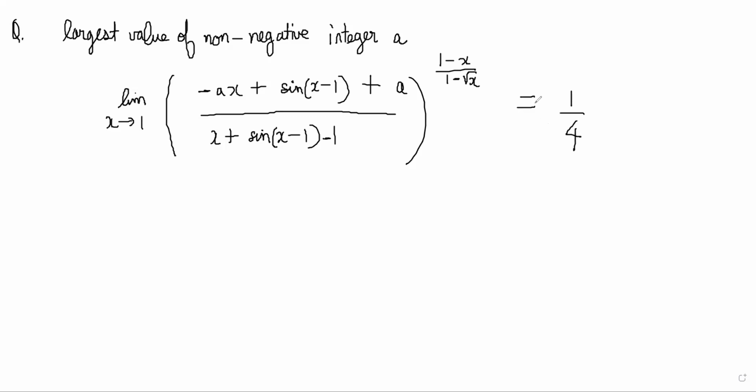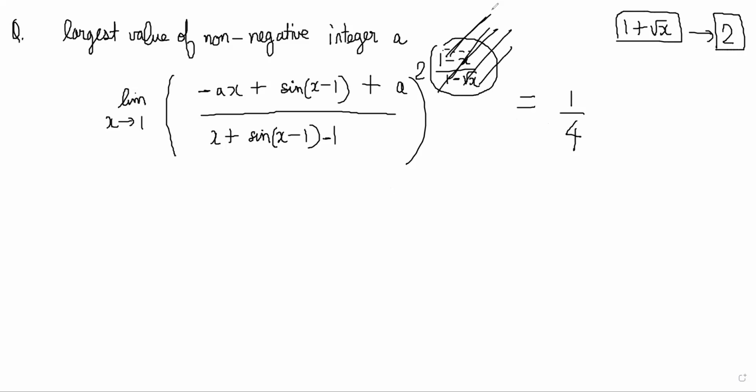First of all, I can easily see that (1-x)/(1-√x) is simply 1 plus root x, no? Yeah, a square minus b square. So the power is nothing, the power is 2 only, no? This tends to 2, right? So this is 2 actually. So I'll not worry about this now.